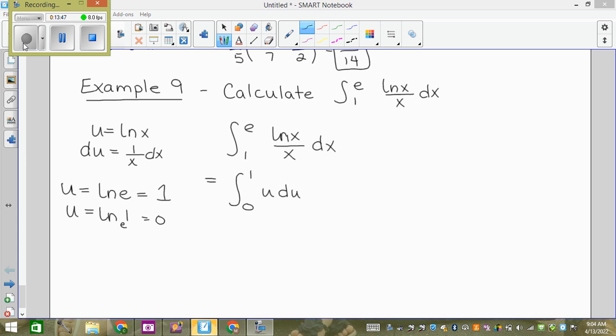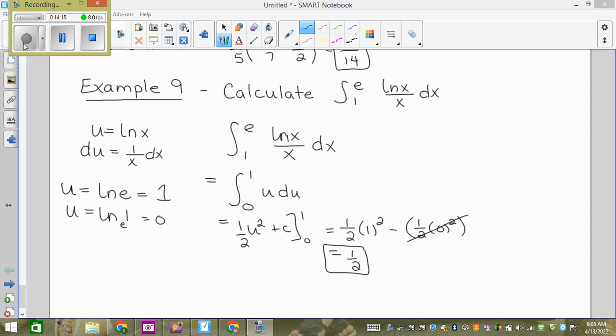Okay. So we're going to get the antiderivative of u, which is 1/2 u squared plus c, from 0 to 1. So we're going to get 1/2 times 1 squared minus 1/2 times 0 squared. So it's going to be a perfect question to have in a no calculator section on the AP exam because it's easy to do without your calculator. You need to know the rules that ln e is 1 and ln 1 is 0, etc.